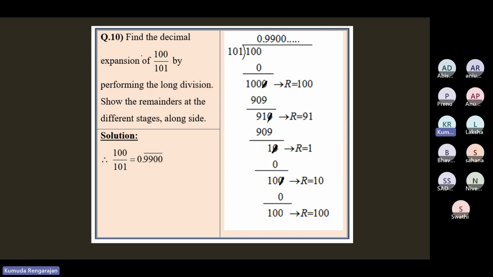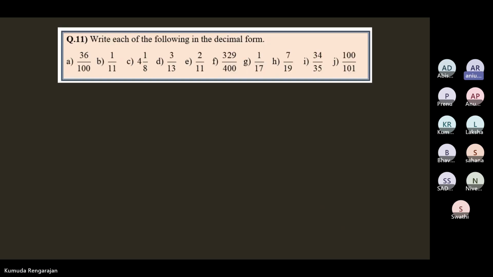So the question is to find the decimal expansion of this one by performing the long division. We have done the long division and we found the decimal expansion. And show the remainders at the different stages alongside. In this state, the remainder is 100. In this state, the remainder is 91. In this state, the remainder is 1 and so on. Understood, children? Yes, ma'am.